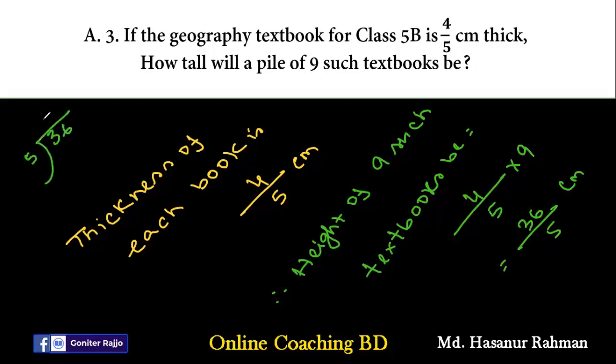So what will be the final result? 5 7s are 35, so the remainder is 1. So we can say 7 whole 1 by 5 centimeter will be the final answer.